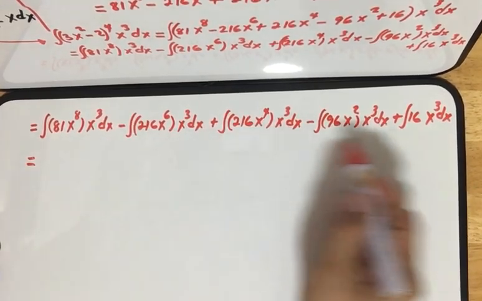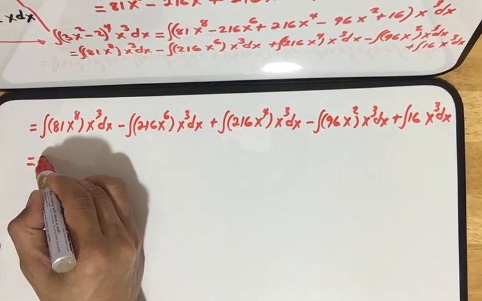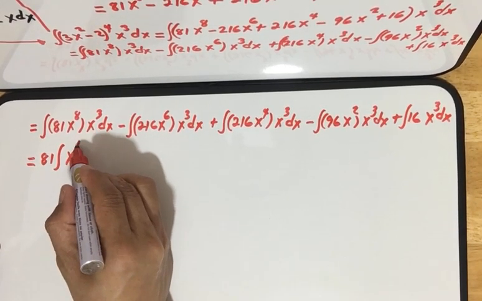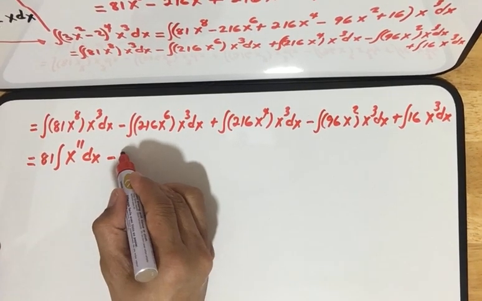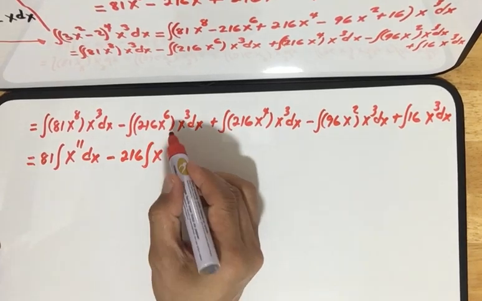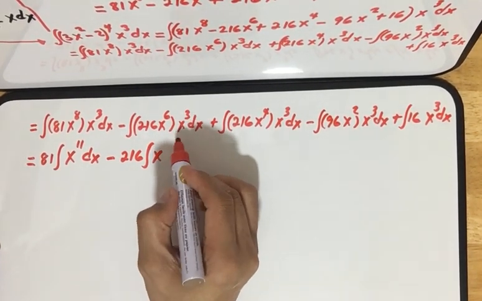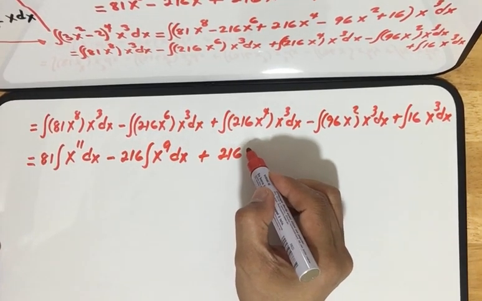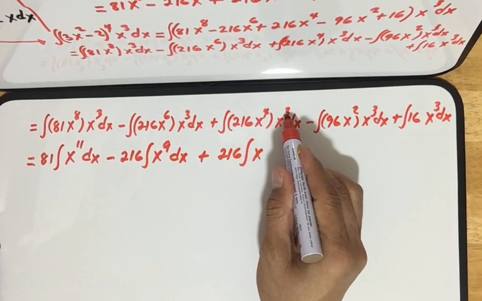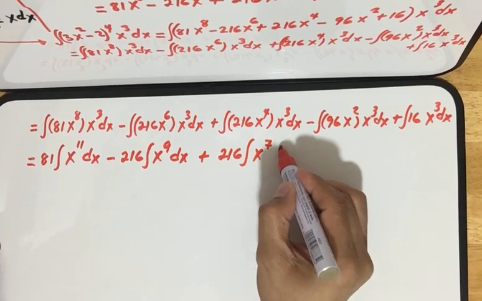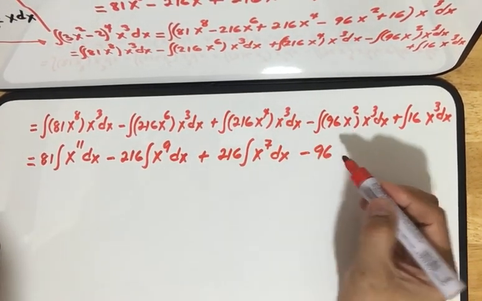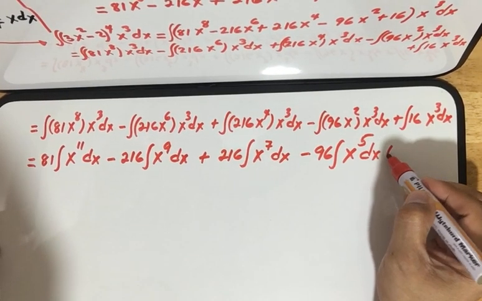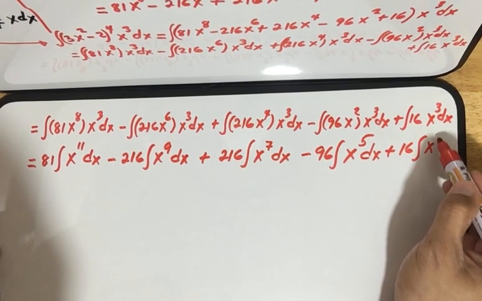Okay, and then isolating the constant, integrating individually. In this first term we have 81 times the integral of x^8 times x^3, so this will be x^11 dx, minus 216 integral of x^6 times x^3, so that would be x^9 dx, then plus 216 times the integral of x to the, we have 4 and 3, so you just add, so that is x^7 dx, then minus 96 integral of x to the, we have 2 and 3, so that would be x^5 dx, then plus 16 integral of x^3 dx.